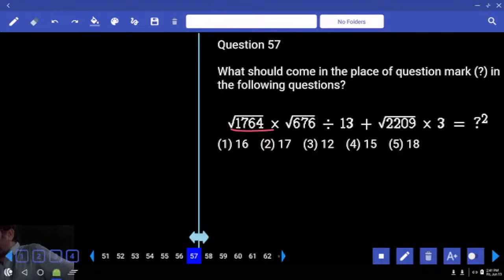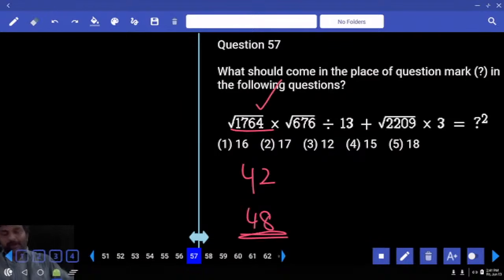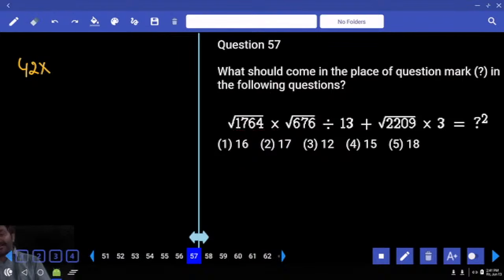40 square is 1600 and it is more than that. When it is ending with 4, either it has to be 42 square or 48 square. 48 is close to 50, where 50 square is 2500, but our number is 1764. That is close to 1600, but not 2500. So it cannot be 48, it is 42.